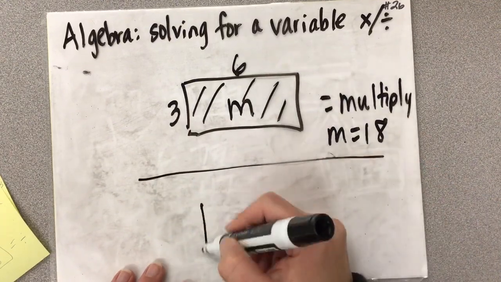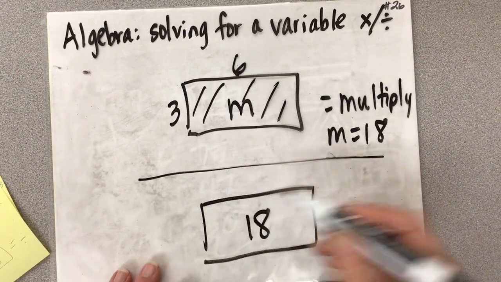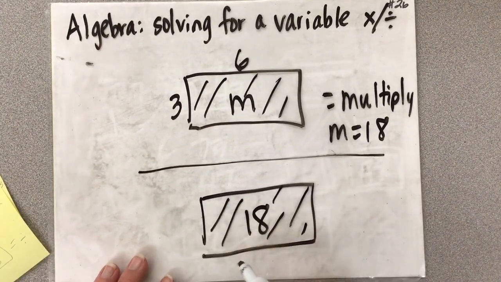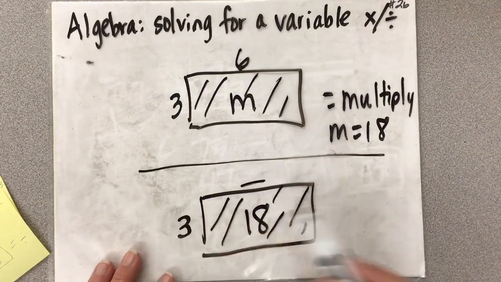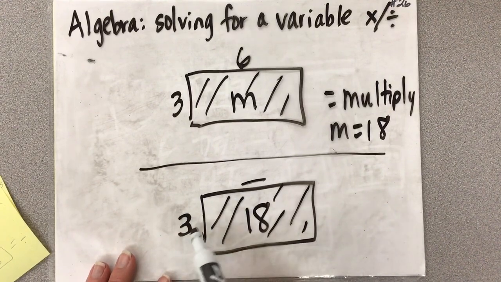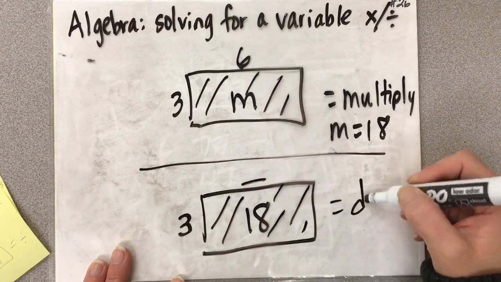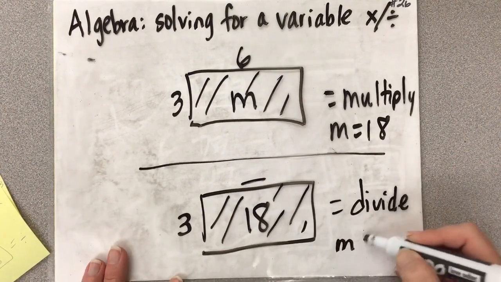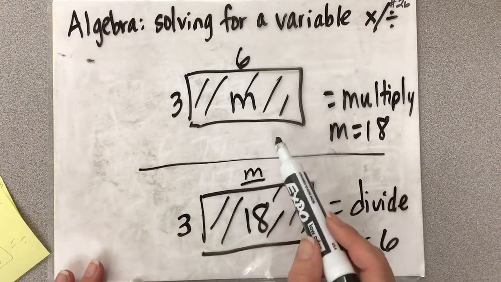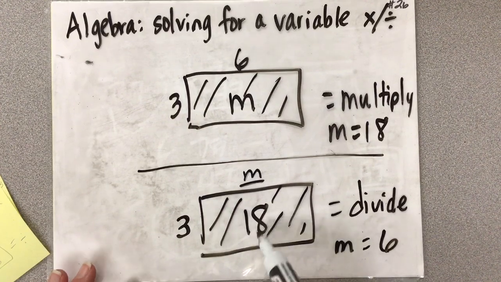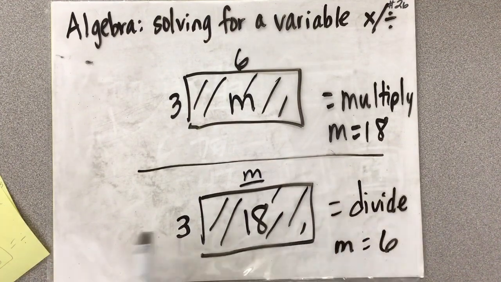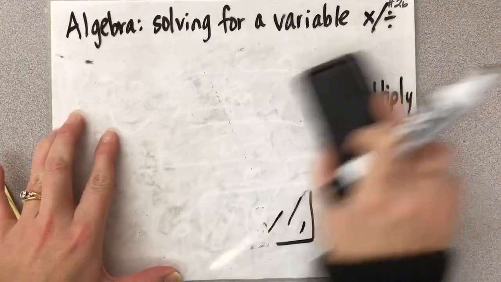In contrast, if I know the total area is 18 inside the box, then I can use division to find the missing part. So if I know the total area and one of the sides, then I'm going to divide to find the other side. In this case, m would equal 6. So this is how an area model can help us figure out the missing part. Multiplication, when you know the sides. Division, when you know the total area. So let's use those two models to solve a couple example problems.